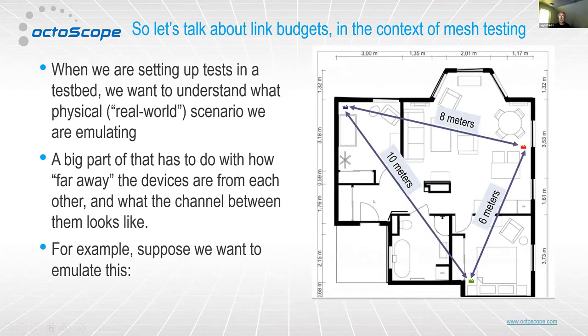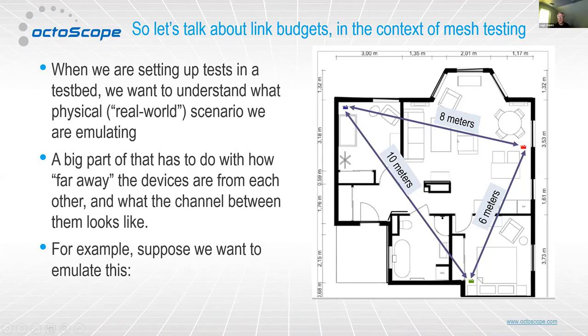So let's think about this. Let's imagine that we want to emulate a setup like this. This is some home, and we can imagine a mesh setup here. You can see we've got a little red AP here, a blue AP stuck in this corner, and a green AP. So this is a 3-node mesh system that has been set up in this environment. How do we test that? And what do link budgets have to do with it?